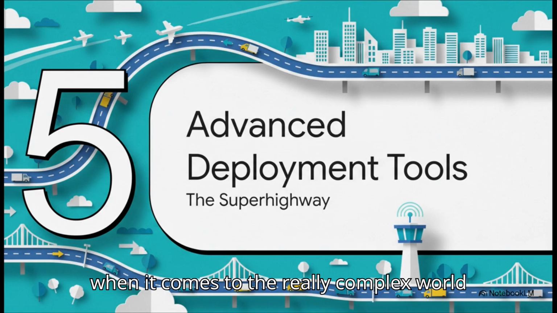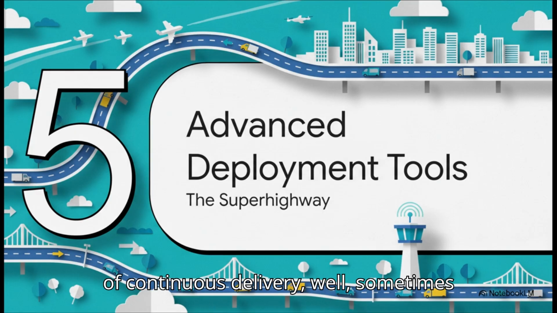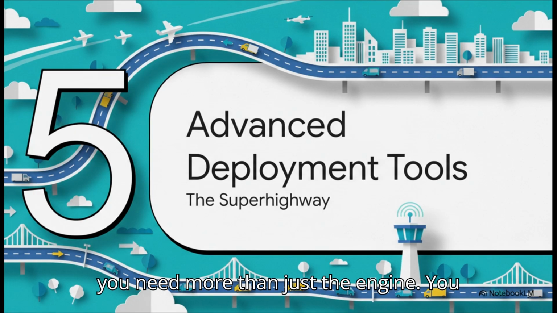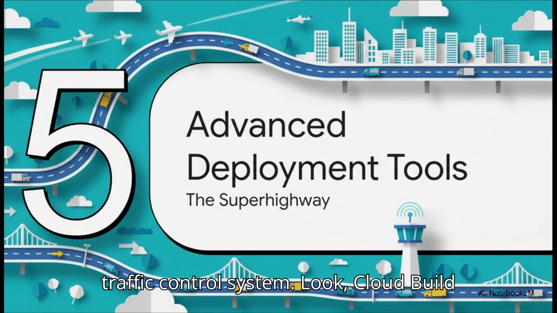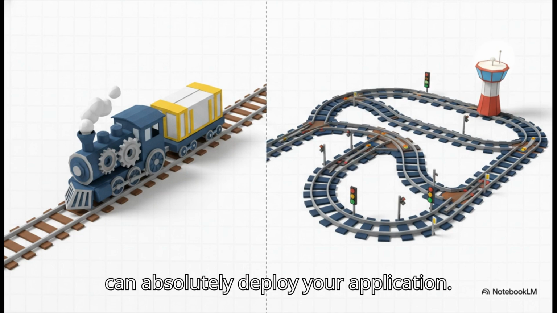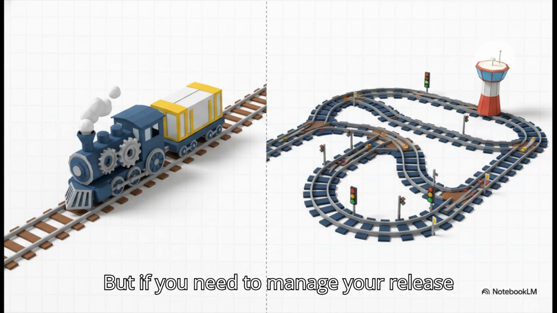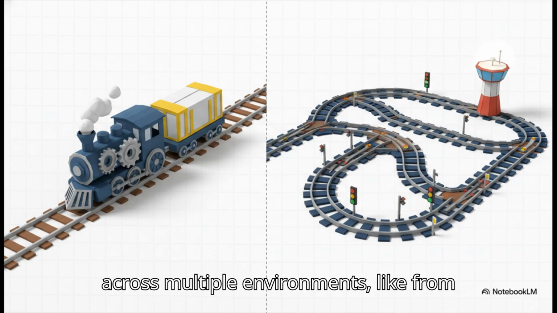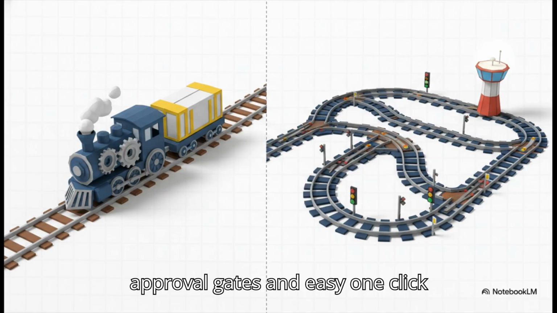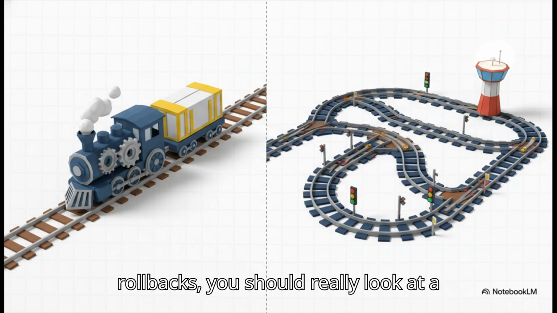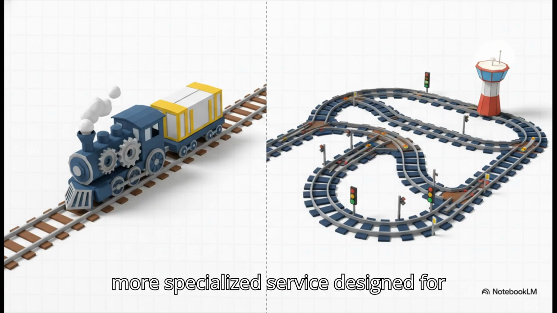So Cloudbuild is a fantastic engine for continuous integration. But when it comes to the really complex world of continuous delivery, well, sometimes you need more than just the engine. You might need a full-on navigation and traffic control system. Look, Cloudbuild can absolutely deploy your application, but if you need to manage a release across multiple environments, like from staging to a canary to production with approval gates and easy one-click rollbacks, you should really look at a more specialized service designed for that journey.